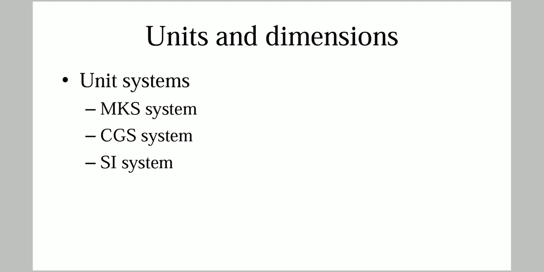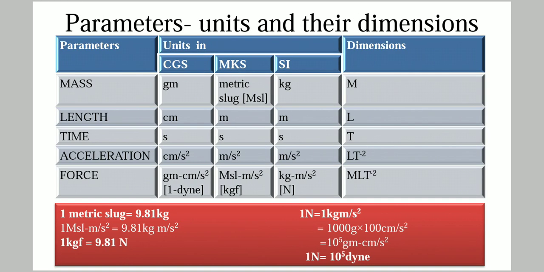So there are three types of units. One is MKS unit, another one is CGS, and now it's commonly adopted SI system. So some parameters and their units in CGS, MKS, and SI unit with dimension. So mass in CGS system, the unit of mass is gram. In MKS system, it is metric slug, MSL, it's denoted. And in SI system, you all know it's kilogram. And dimension of mass is capital M.